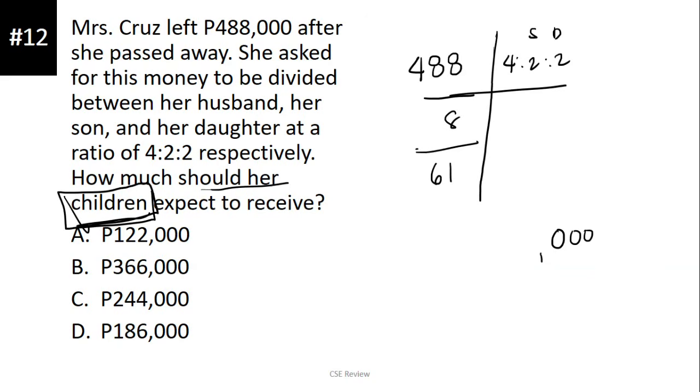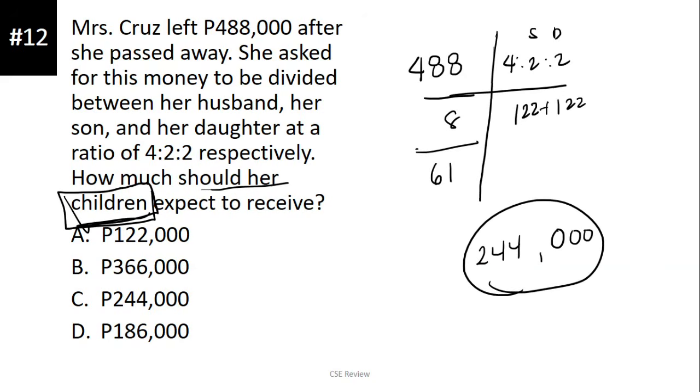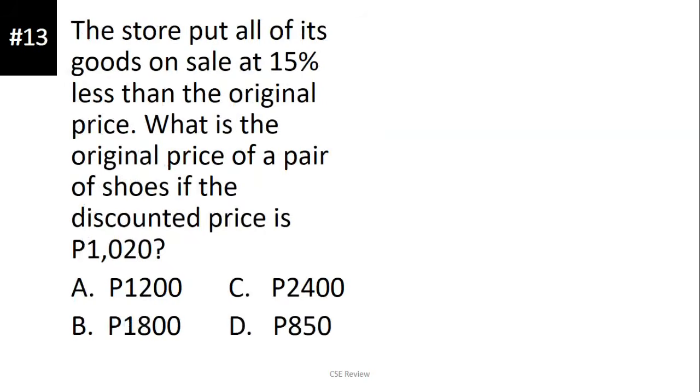Ibig sabihin, kung yung son gets 122 at yung daughter gets another 122, ipagsasama mo pa yan. That is actually 244,000. Okay? Bakit? Kasi children. Children, hindi lang isa. Dapat pareho sila. So, 122,000 plus 122,000, that's going to give you 244,000. So, be careful lang dyan. Kaya ko yan nilagay. Kasi baka masyado kayo nasanay sa technique sa practice test booklets 1 to 3. At least, pagdating sa exam ready kayo kung ganitong klase bigla yung lumabas.